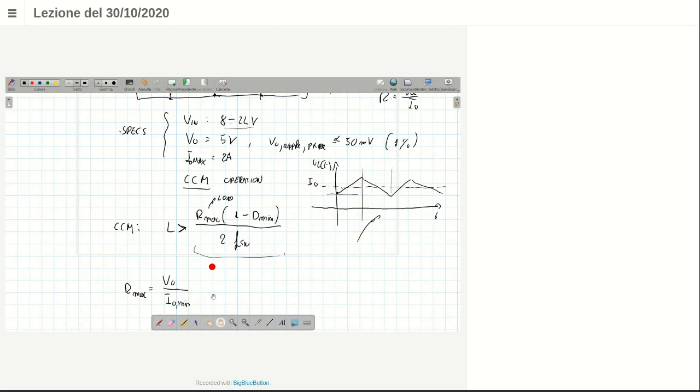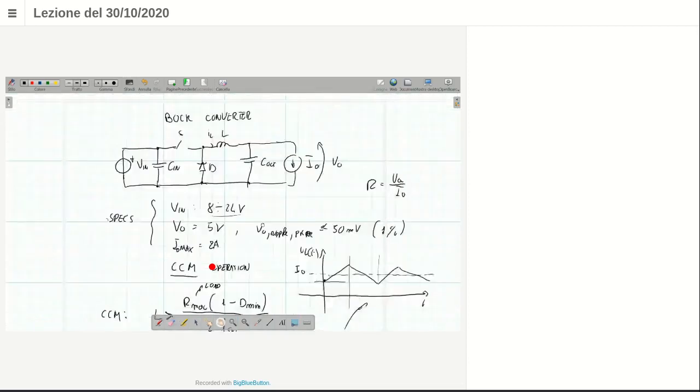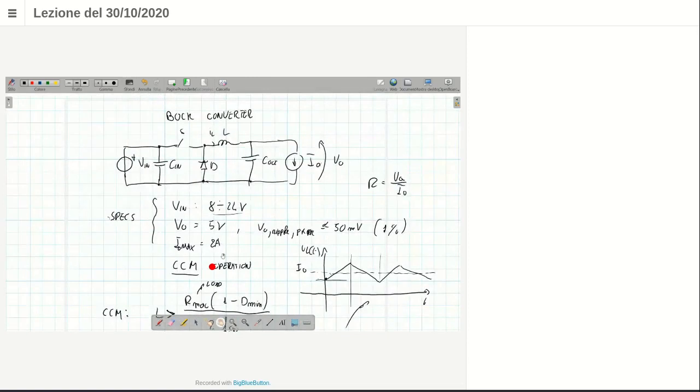so actually in our specifications we do not have a minimum output current. So how to choose the minimum output current? Well, there is a trade-off. If we want continuous conduction mode operation down to a very, very low current, actually down to current tending to zero, we get that the inductance becomes very, very large, and so it becomes more expensive. It becomes possibly bulky. It takes a lot of space.